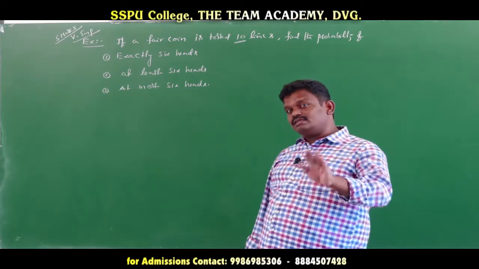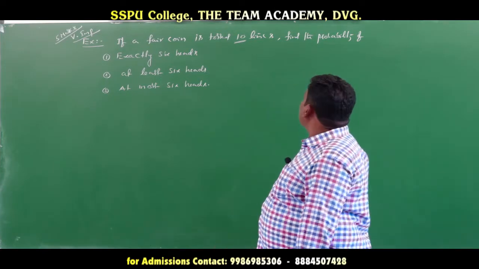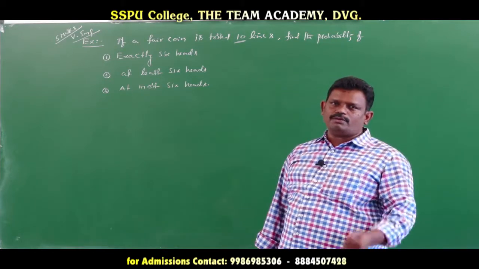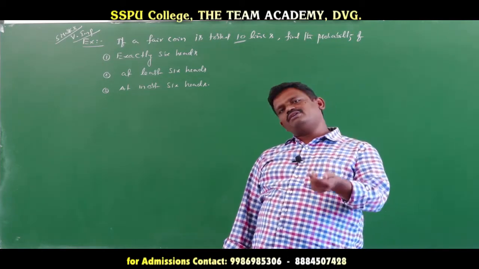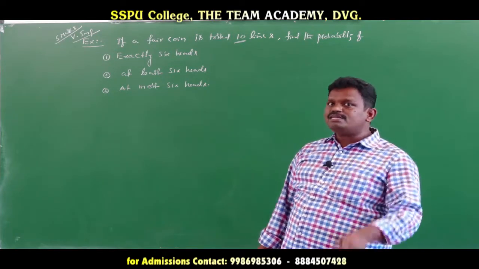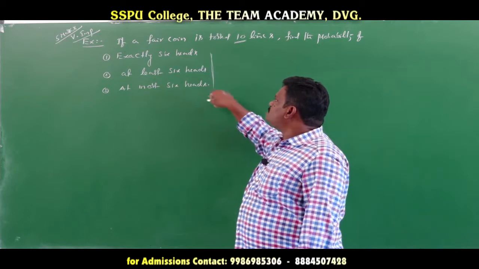Now here, X represents what? The number of heads. So what is the probability of getting one head? 1 by 2. That is the probability of success. The failure case, tail, is also 1 by 2. So 1 by 2 and 1 by 2 are the p value and q value. Now X means what? The selected item, the success item.